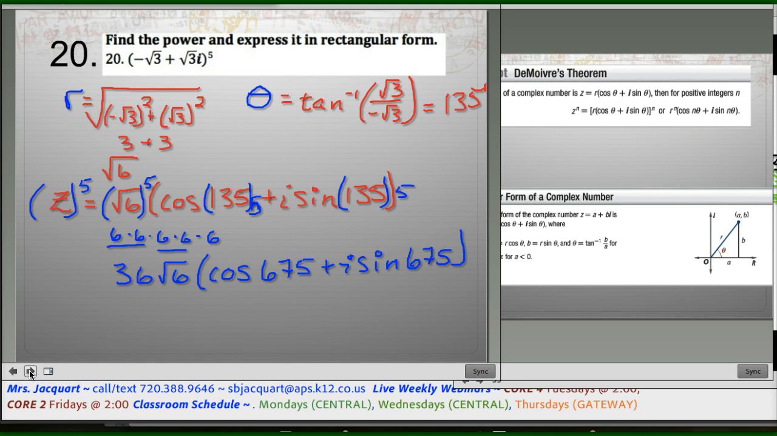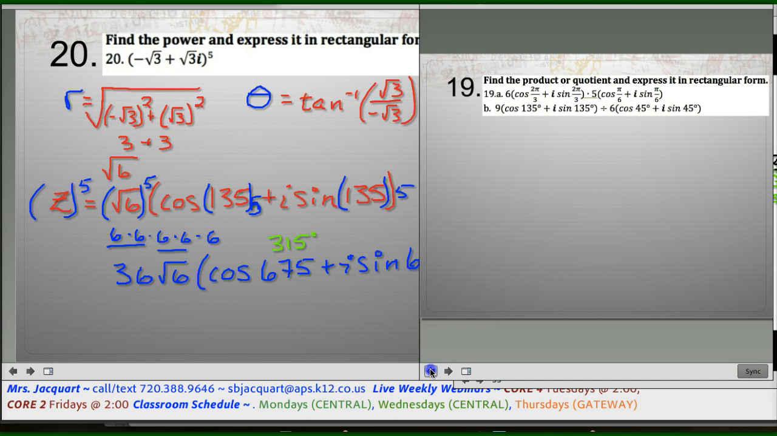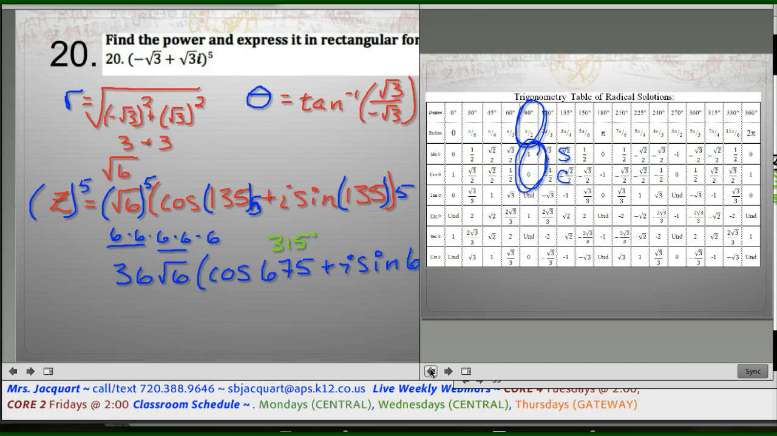675. Now, if we want to look for what our reference angle is for 675, I'm going to subtract 360. And our reference angle is 315. So that's what I'm going to look up on the chart. Let's go find our chart. There it is. What is 315? So this is my sine, this is my cosine. Let's go back to working my problems without a calculator because I can.